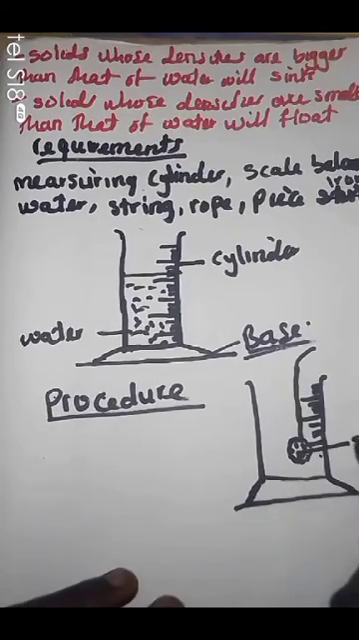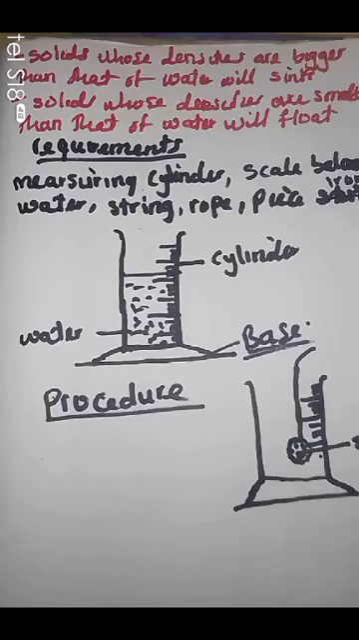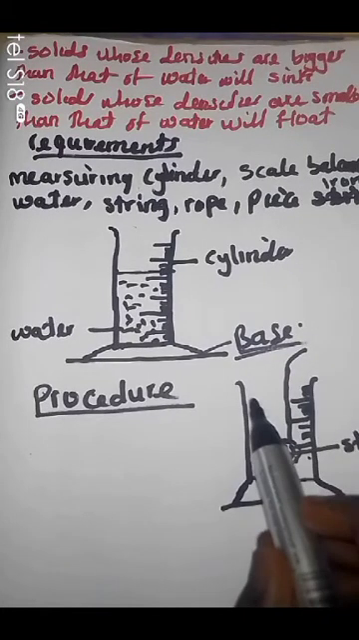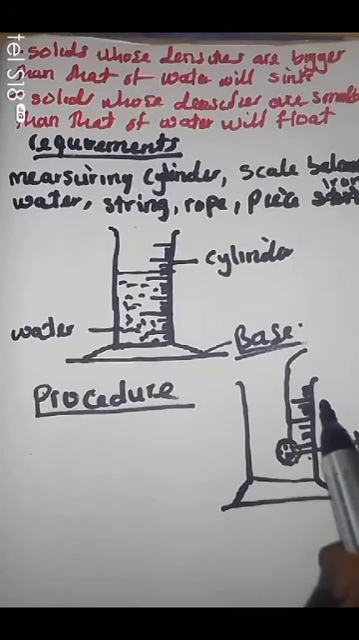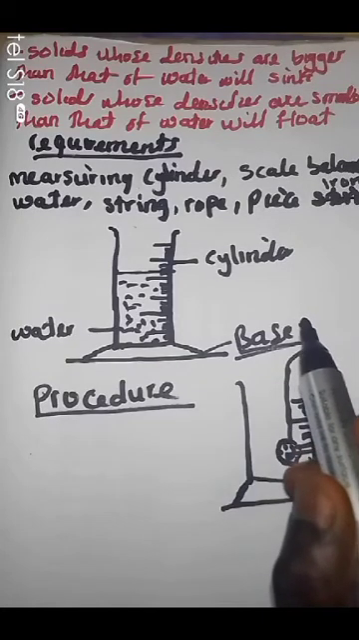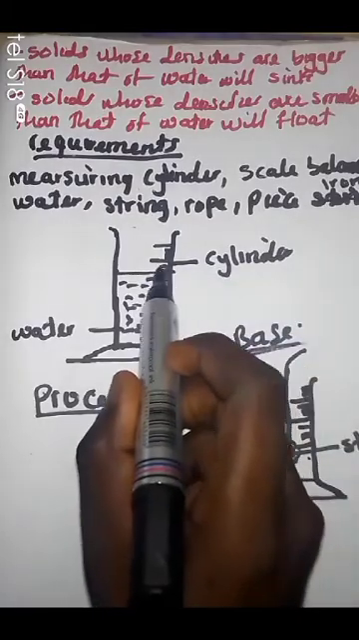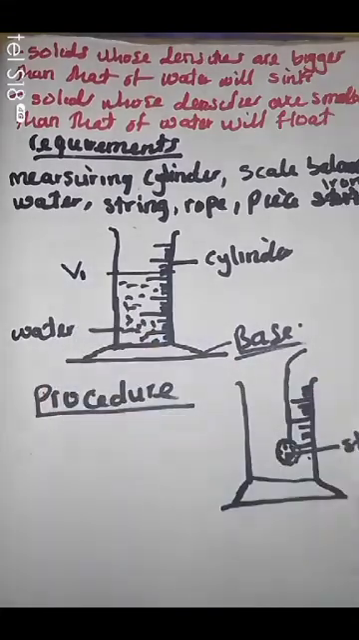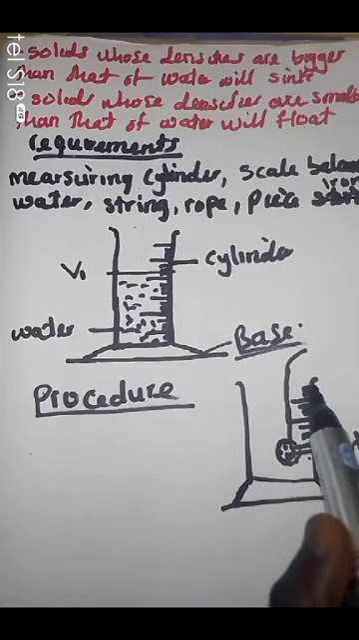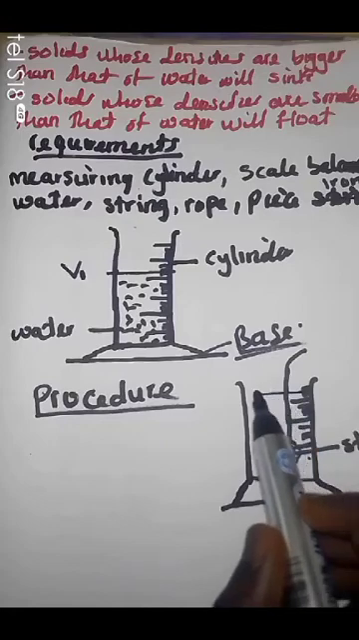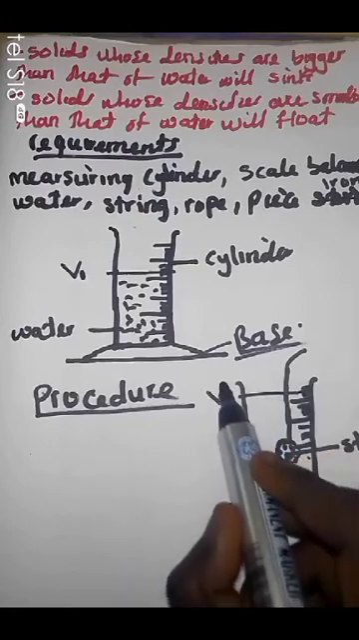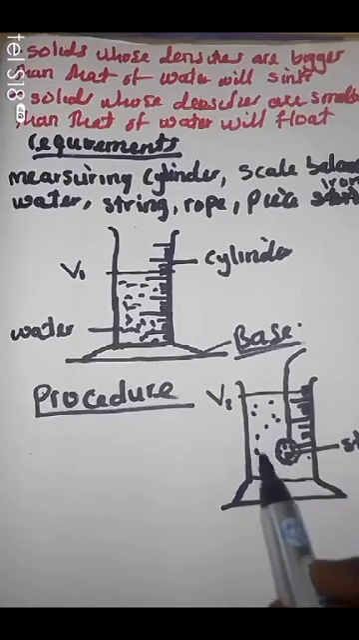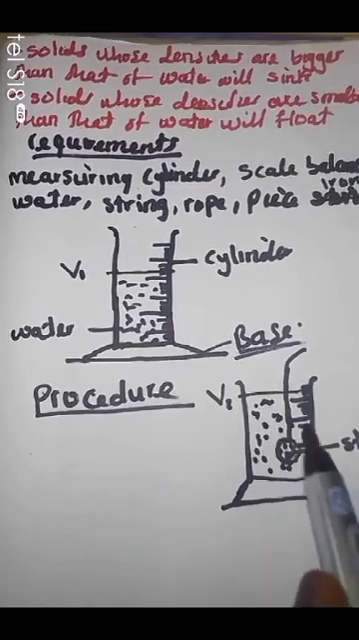So this is now the stone. I don't know if it's visible. Then this is the water. Let's just say that initially the volume of the water here was V1. Then finally, after lowering the stone inside, the volume of the water rises to a certain level called V2. This is the water.